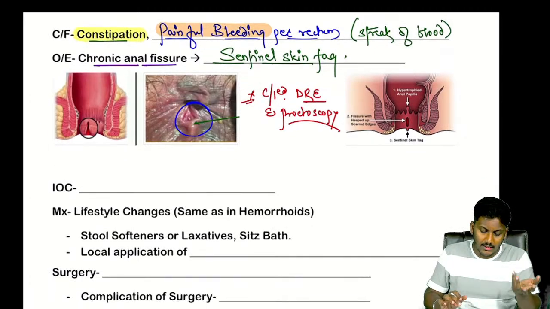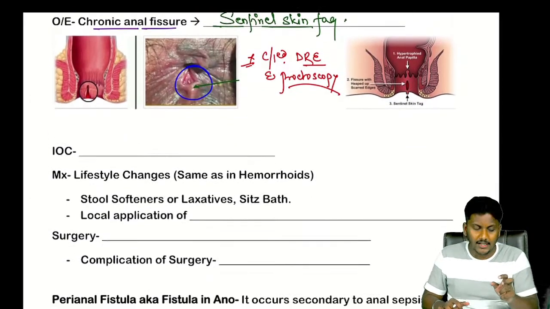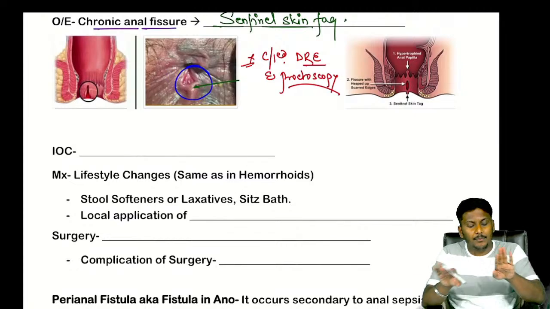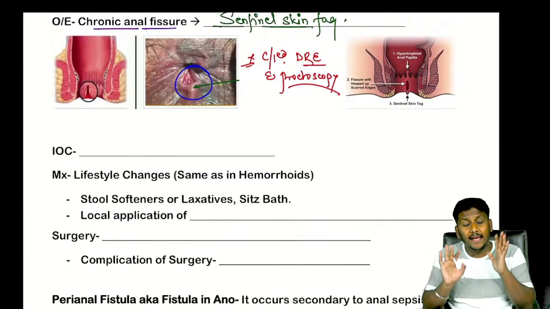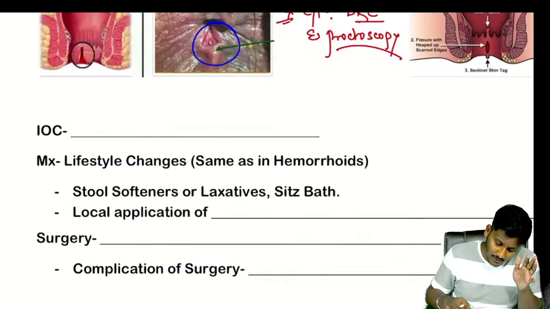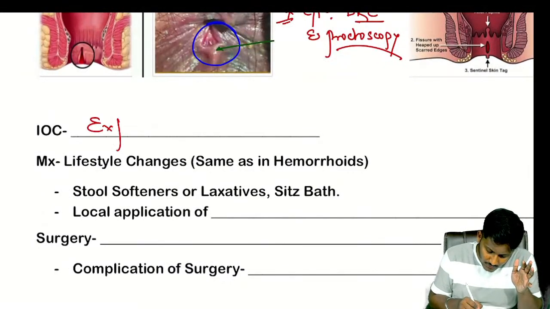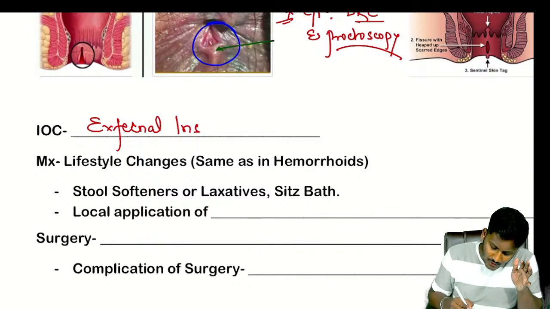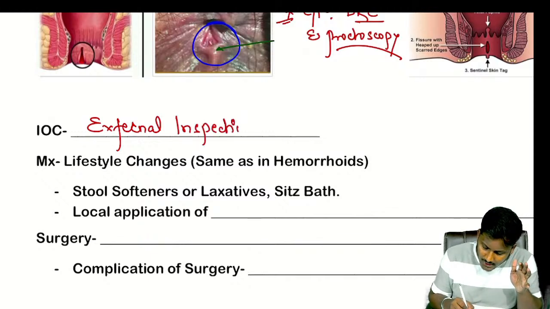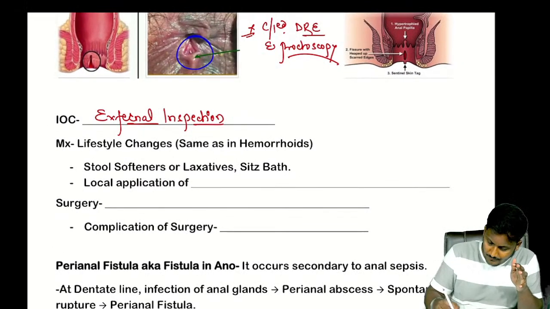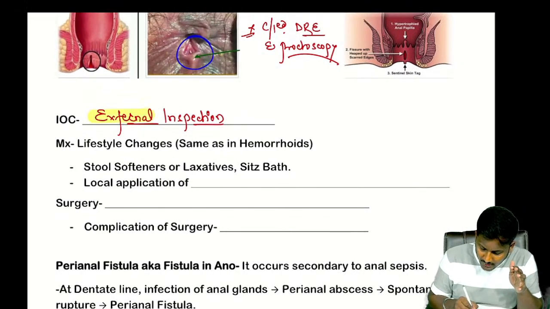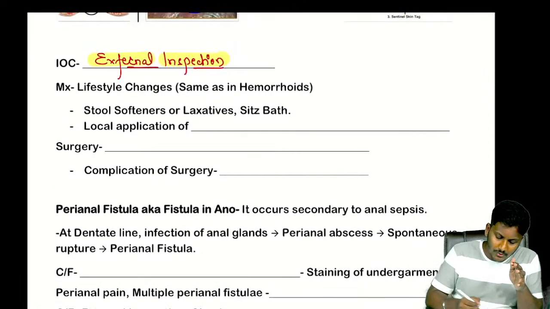Beta, so what is the investigation of choice then? Investigation of choice is nothing else but, beta, separate the buttocks of the patient and just do an external inspection. That's it. Okay? So the investigation of choice is nothing else but an external inspection. And on that external inspection itself, beta, you are able to see there is a fissure or a cut in the anal epithelium, and you are able to see a sentinel skin tag if, okay, if definitely it is a chronic one. Now, what should be the management, beta?